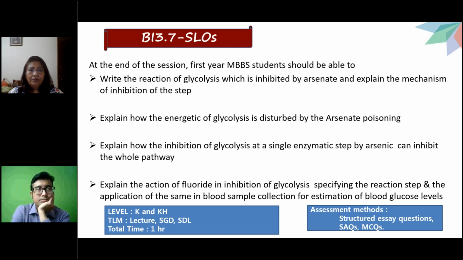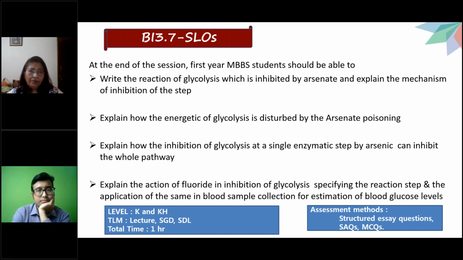So under this competency, the students will be able to write the reactions of glycolysis which is inhibited by arsenate, and they should explain the mechanism of inhibition of the step. Further, they should be able to explain how the energetics of glycolysis is disturbed by arsenate poisoning, and how the inhibition of glycolysis at a single enzymatic step by arsenate can inhibit the whole pathway.